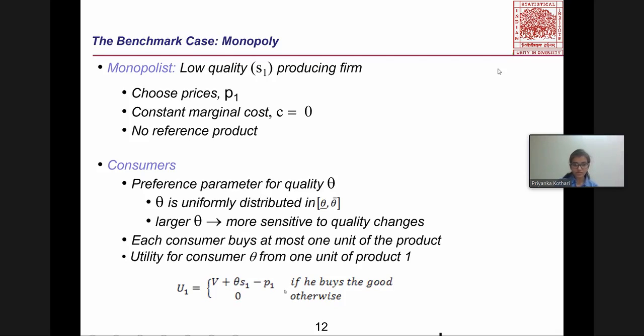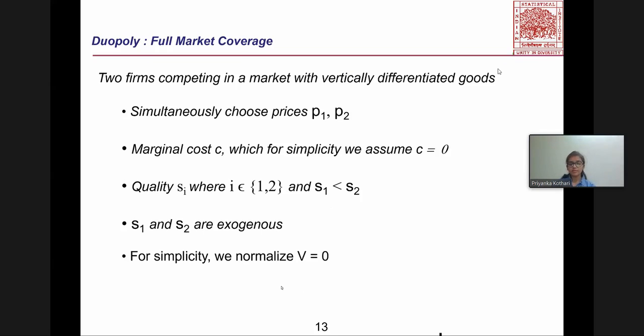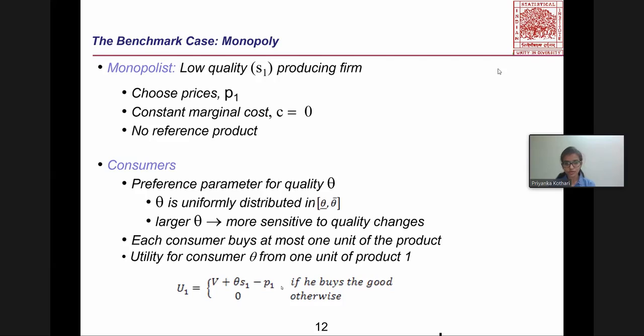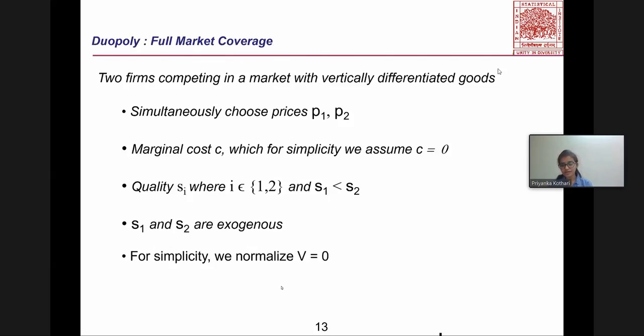So if he buys the product, then he gets the utility of V plus theta S1 minus the price he pays. If he doesn't buy the product, it's zero. I'm not describing the equilibrium over here. We will just use that in comparison with the duopoly results. So let us see the duopoly case with full market coverage.